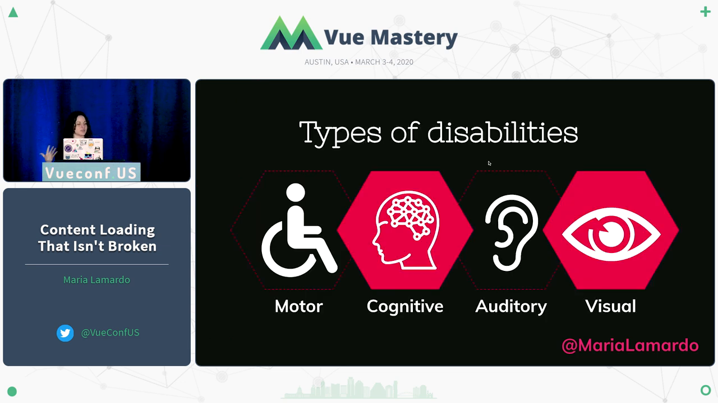Of course, there's different types of disability. There's motor, cognitive, auditory, and visual disabilities. And you often hear about these four when you start thinking about accessibility in your applications. That being said, you have to think that every user will experience your application differently depending on what type of ability they have. So somebody who might be using a screen reader or a braille reader or magnifying technology, they're going to experience your application very differently from each other.